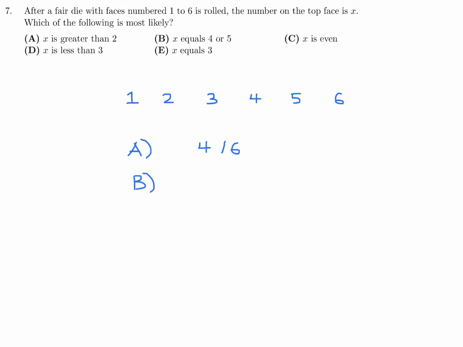B, X equals 4 or 5. Well, 4 or 5 is 2 numbers out of the 6, so the probability of that is 2/6. C, X is even. There's 3 numbers that are even, so the probability of an even number is 3 out of 6. D, X is less than 3. Well, there's 2 numbers that are less than 3, so that probability is 2/6. And finally, E, X equals 3. Well, there's only one number that is equal to 3, so it's 1/6.